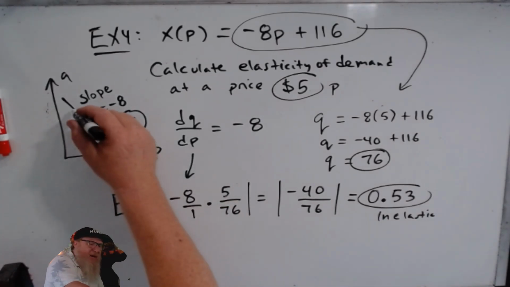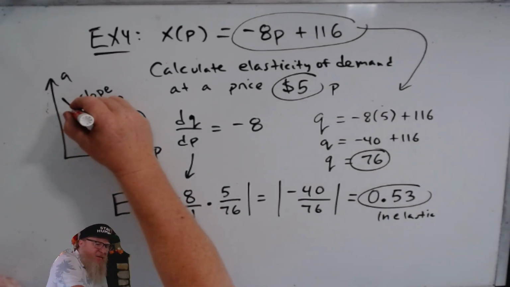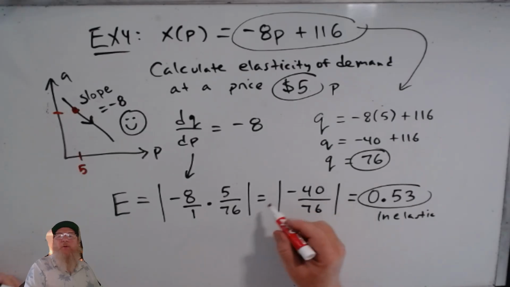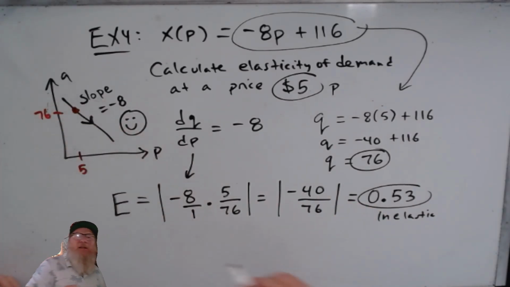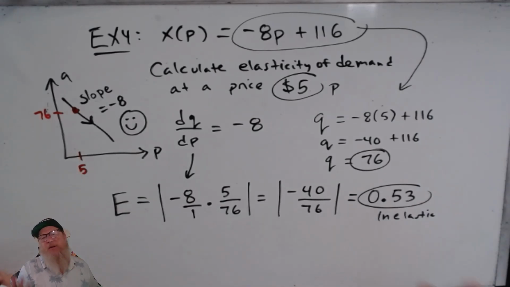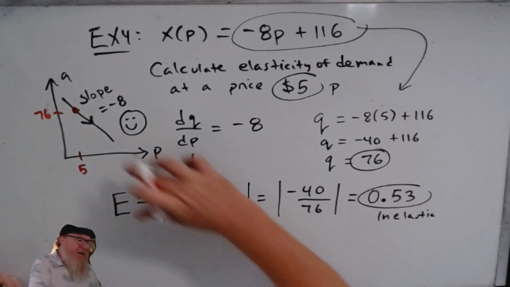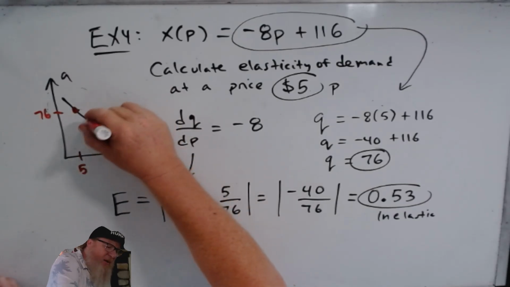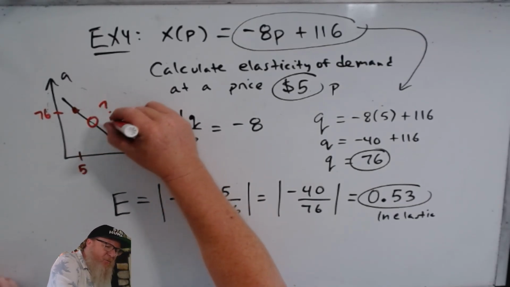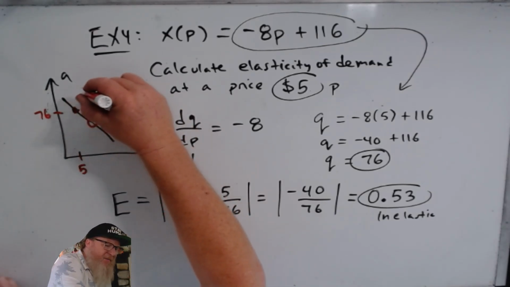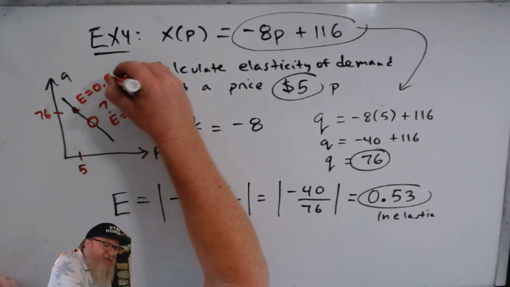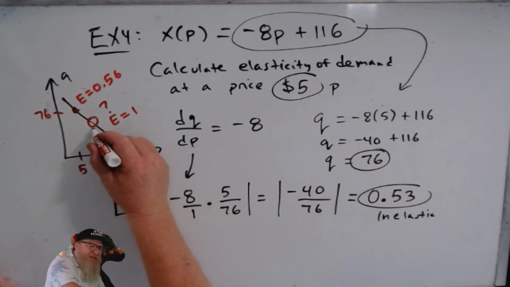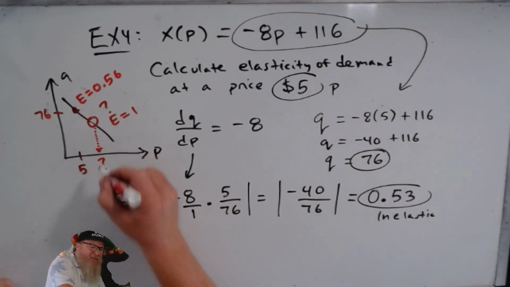So we're right about here. $5. The quantity was 76. It's a lot like the first example I did. The numbers are a little different, but it's the same concept. And what we want to find is this point here, where E is equal to 1. So here we have E equals 0.56. So we're on the left side of the perfect optimal price, and our goal is to find this price here.